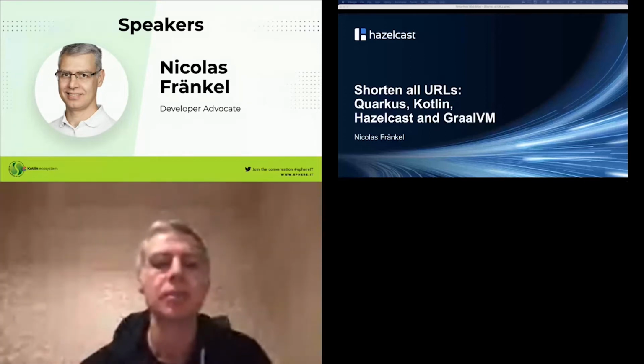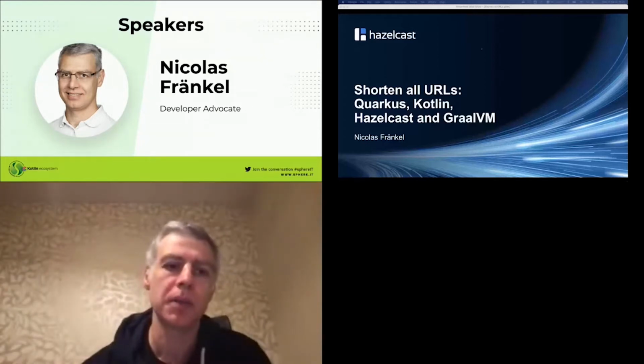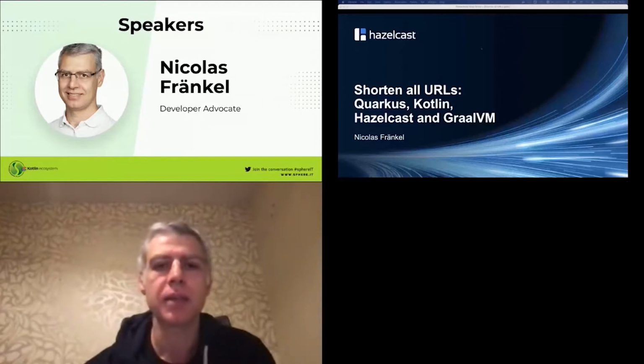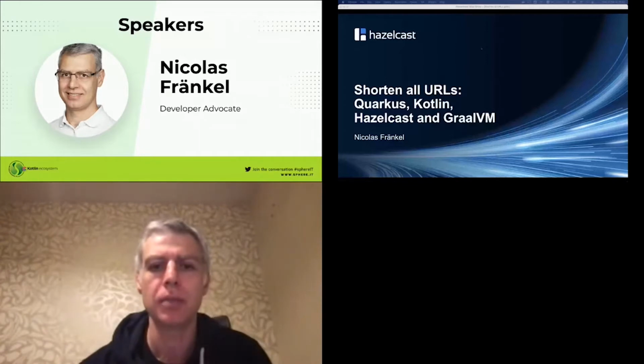to be here for this talk about shortening URLs, which basically is just a simple use case to tell you about how you can migrate your application to the cloud. And for that, I will be using Quarkus. You might have heard of it, Kotlin, Hazelcast, and also GraalVM, just to have a mix.